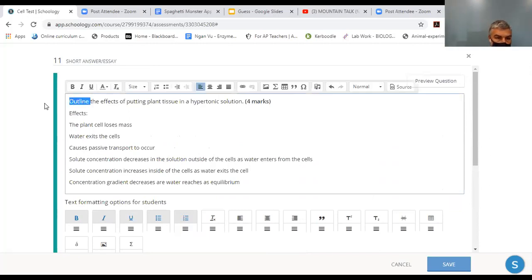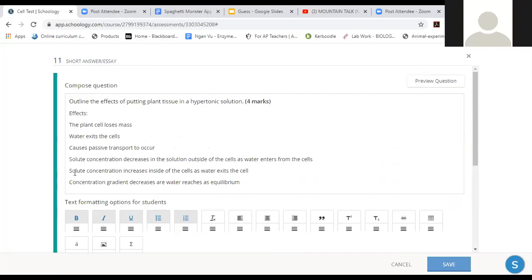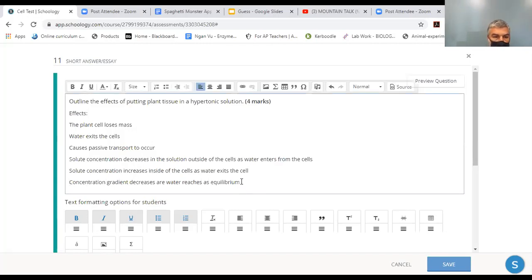And they're really saying outline, give me a reason. Solute concentration increases inside the cells as water exits the cell. So solute concentration inside the cell will go up, because water's leaving. If water's leaving, it's leaving those solutes still there, and so the solute concentration is going to increase. And if that happens, we're going to be reaching an equilibrium, and the concentration gradient will also decrease. The differences in these gradients are going to decrease as I move to an equilibrium.